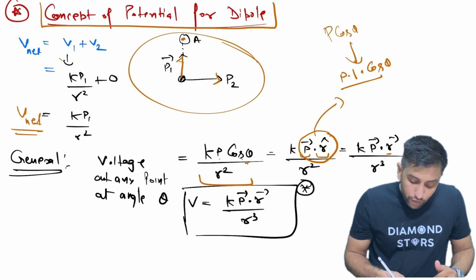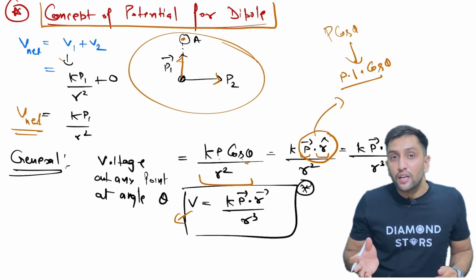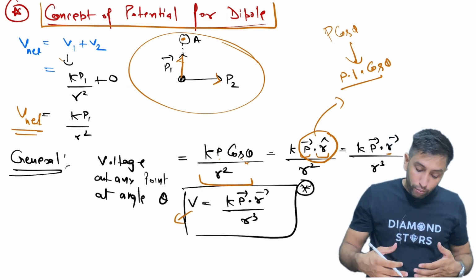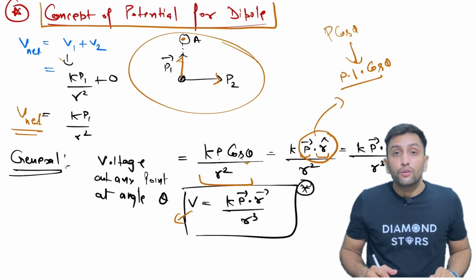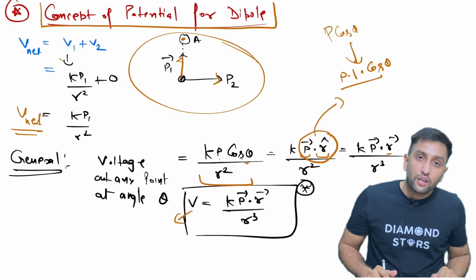And if you verify the formula, that potential is a scalar quantity, and on the right hand side you are getting p vector dot r vector, which is a dot product, and that gives us a scalar quantity. So that's why the potential is a scalar quantity.